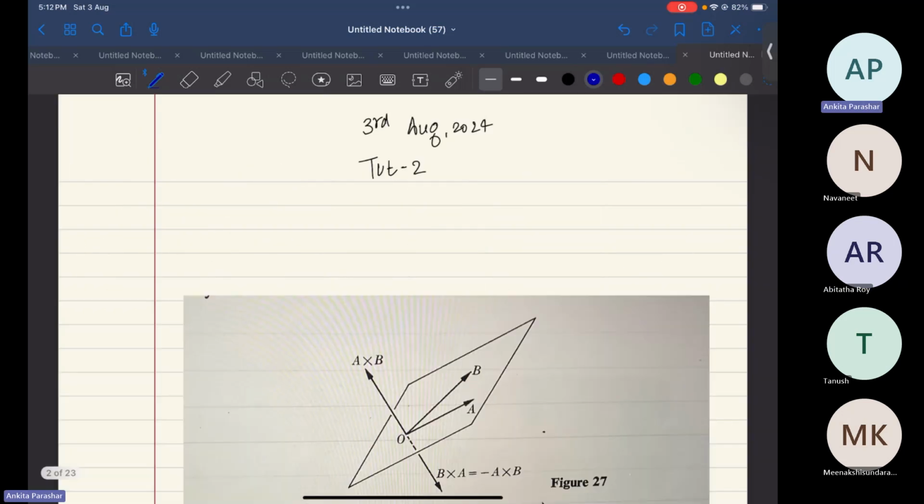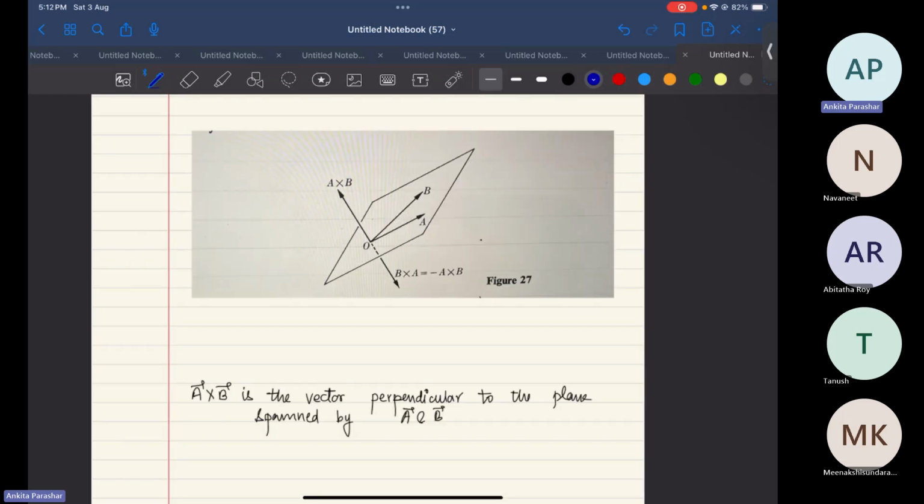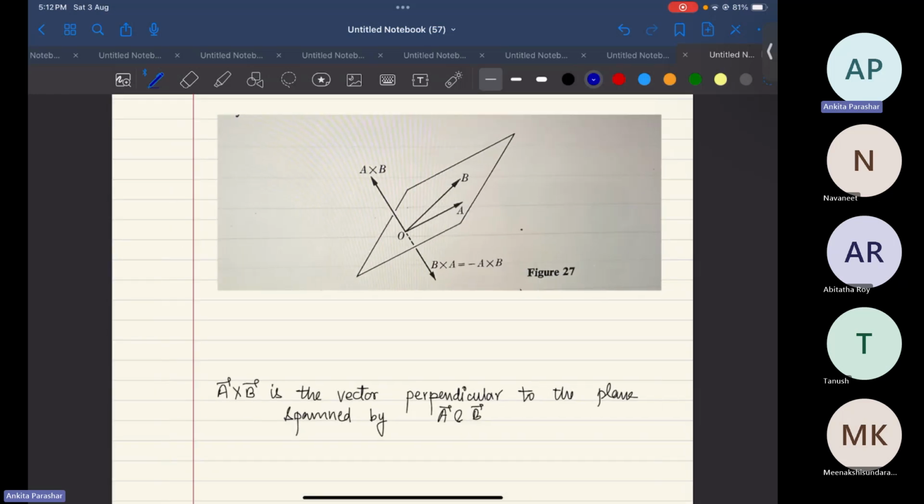What is cross product? Somebody asked me what is the meaning. If you see here in this figure, this is one plane I have drawn, and in that we have chosen two vectors A and B. A cross B is a vector which is perpendicular to the plane generated by A and B. If you have A and B, you can make a plane out of those two vectors, and you have to just take a vector which is perpendicular to the whole plane.